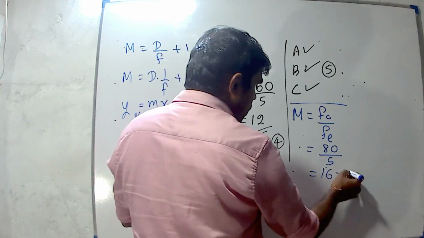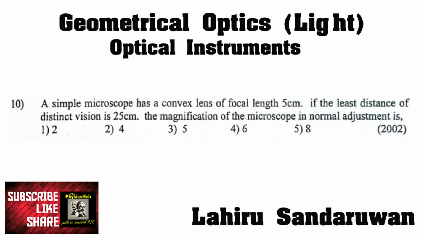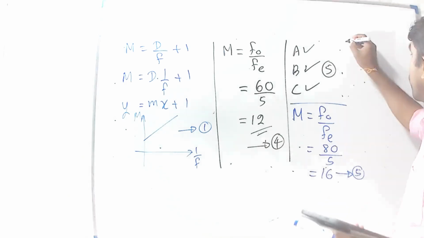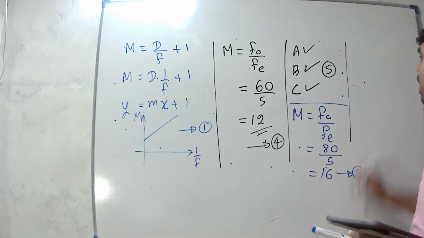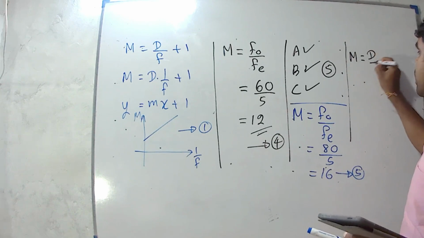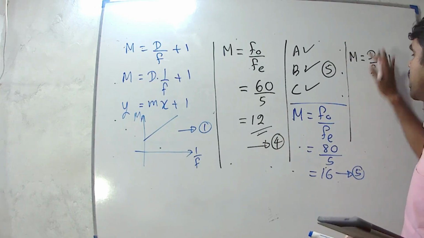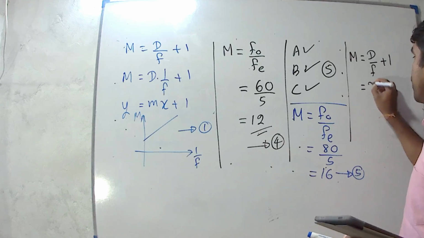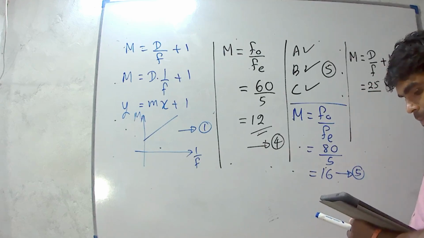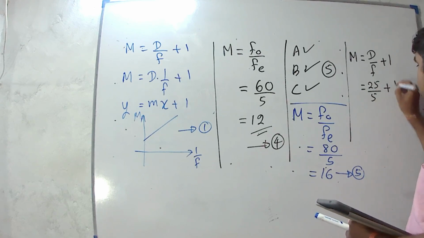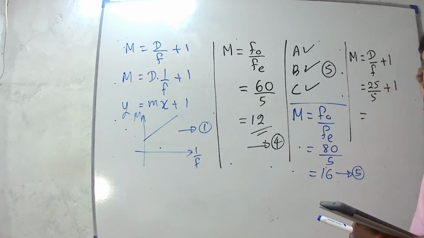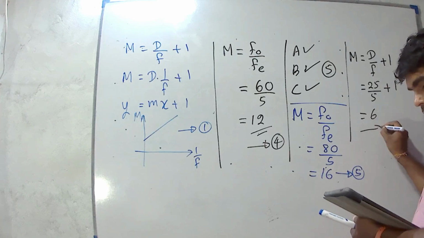Then answer is 5. A simple microscope has a convex lens of focal length 5 centimeters. The least distance of distinct vision 25 centimeters. The magnification of the microscope in normal adjustment. For the normal adjustment of a simple microscope, we get M equals D over F plus 1. You have to remember this equation. D 25 divided by focal length 5 plus 1. 25 divided by 5 plus 1 is 6. Then answer is 4.